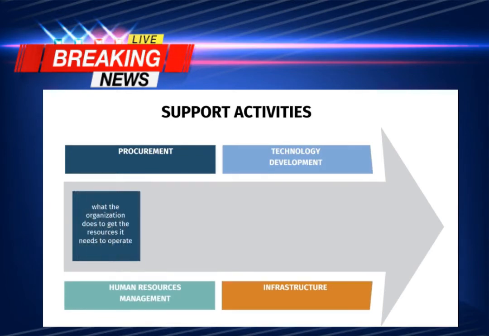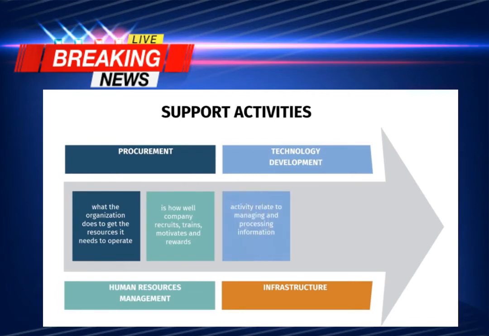Procurement is what the organization does to get the resources it needs to operate. This includes finding vendors and negotiating the best price. Human resource management is how well a company recruits, trains, motivates, and rewards its workers. Technological development activities relate to managing and processing information. Infrastructure is a company's support system and the functions that allow it to maintain daily operations, for example, accounting, legal, administrative, and general management.